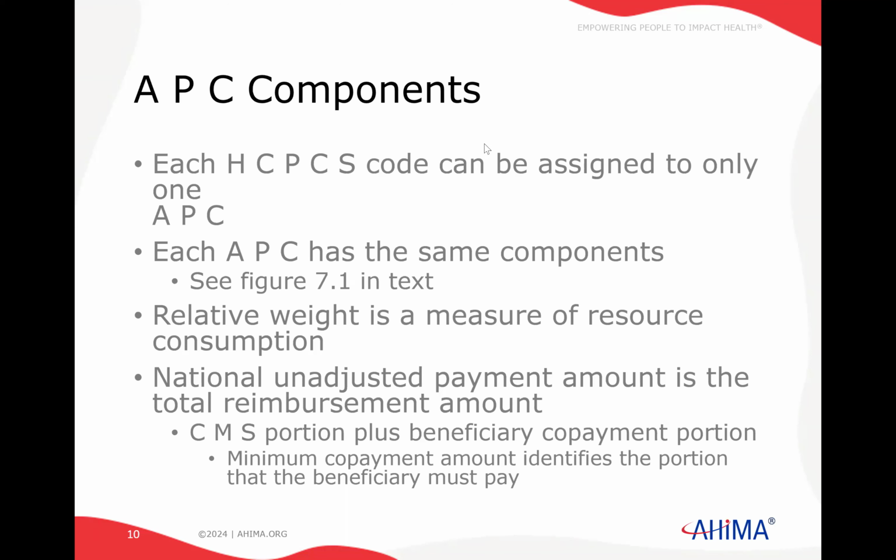And again, each HCPCS code is related to one APC. Each APC has standard components, including a relative weight that measures resource consumption, a national unadjusted payment, and a beneficiary copayment amount.